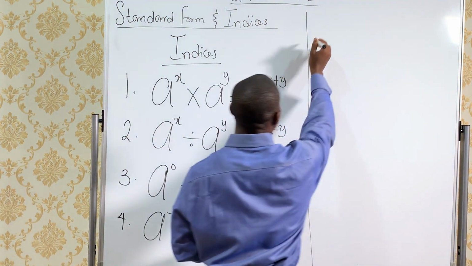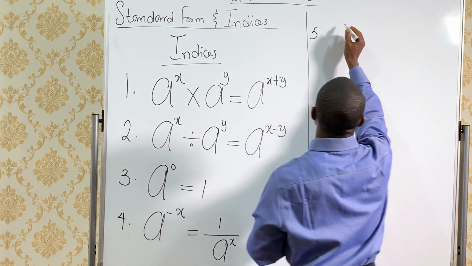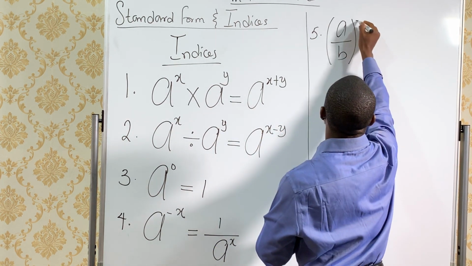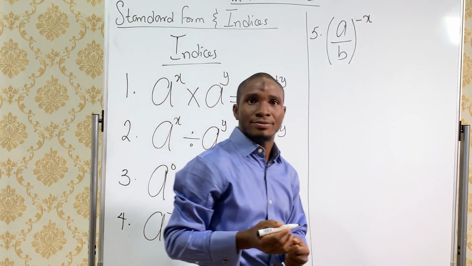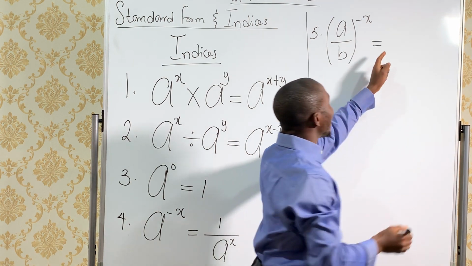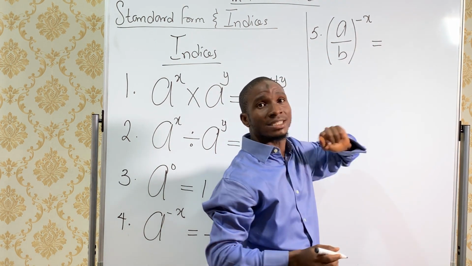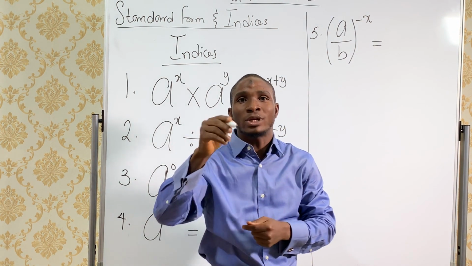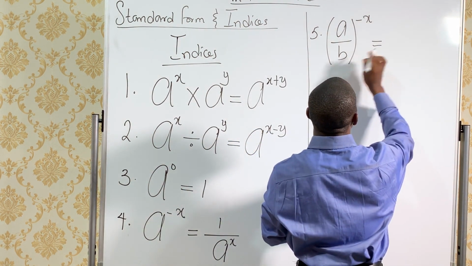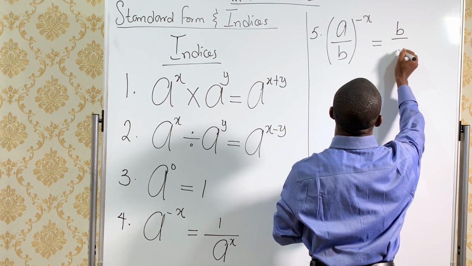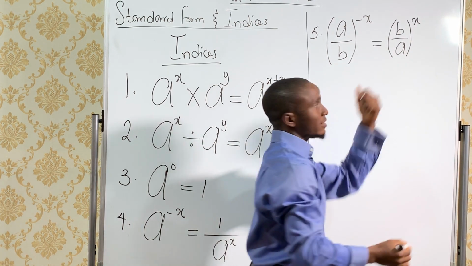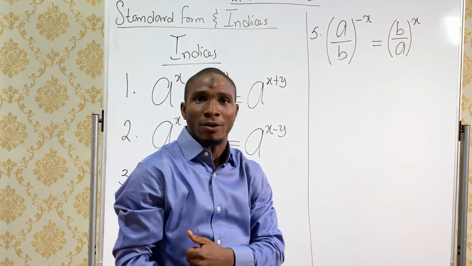The fifth law. If you have a fraction raised to a negative power, what this law says is that in order to eliminate this negative, you reciprocate what you have inside the bracket. That is, the denominator becomes the numerator, and the numerator becomes the denominator, like this. This is the fifth law.